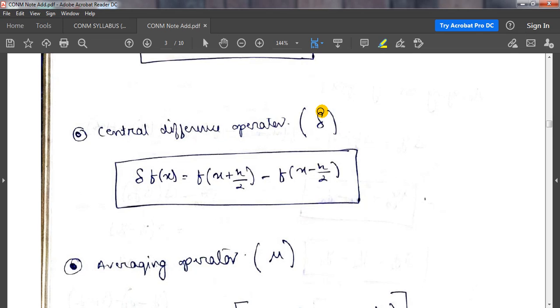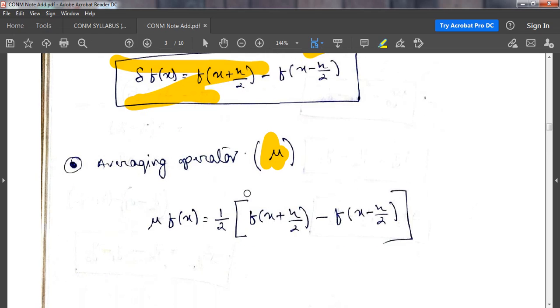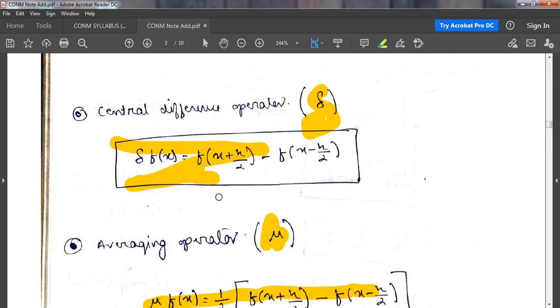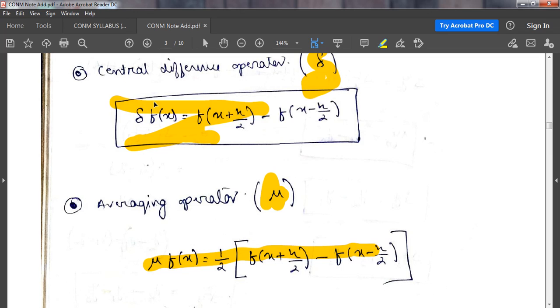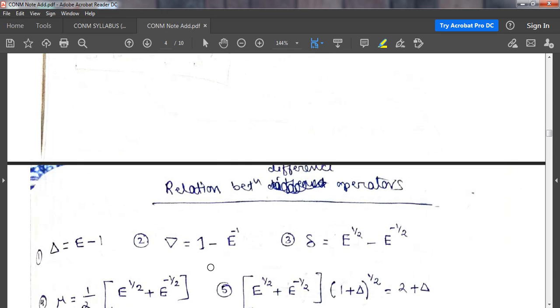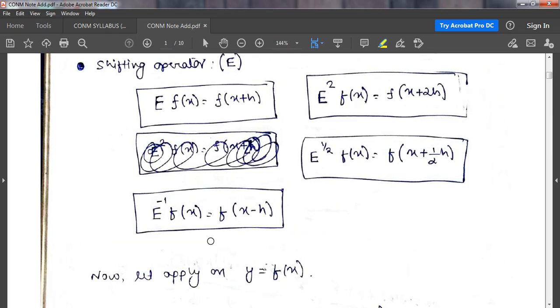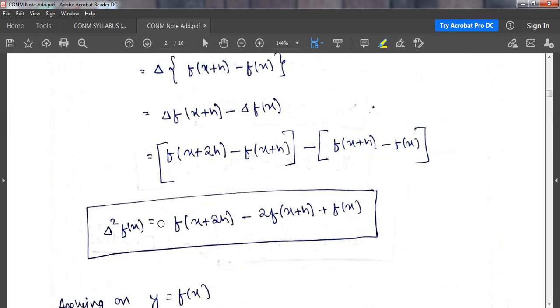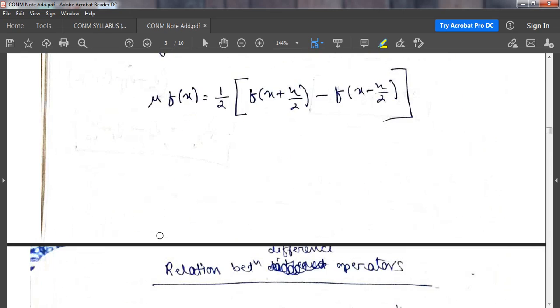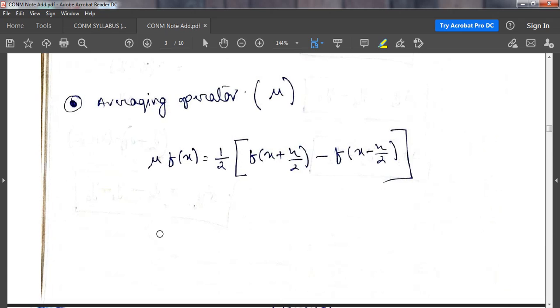You also have a central operator represented by delta. It is defined in this way: f of x plus h by 2 minus f of x minus h by 2. We also have an averaging operator, which is mu, represented in this way. The difference between the central and averaging operators is that in the central operator there is no half, while in the averaging operator there is a half, an average. So these are the 5 most common operators that are applied on our function: the shifting operator, forward difference, backward difference, central difference, and averaging operator. What does the operator do? Operator changes the equation. It adds a value or subtracts a value, and it changes your equation.